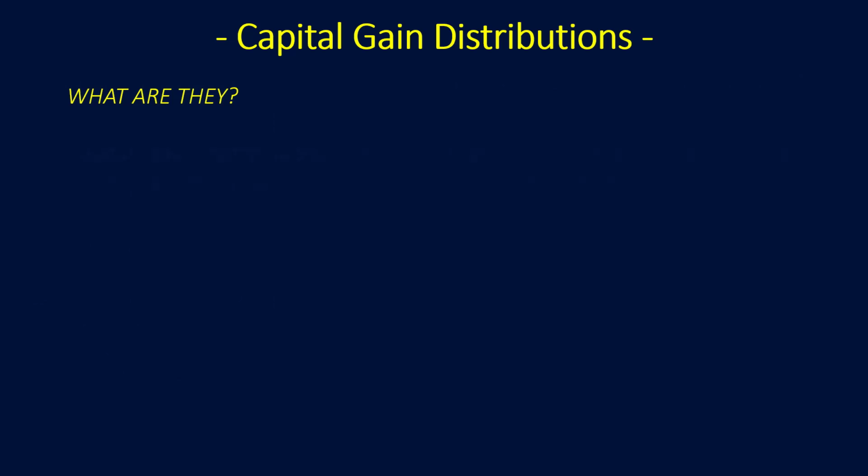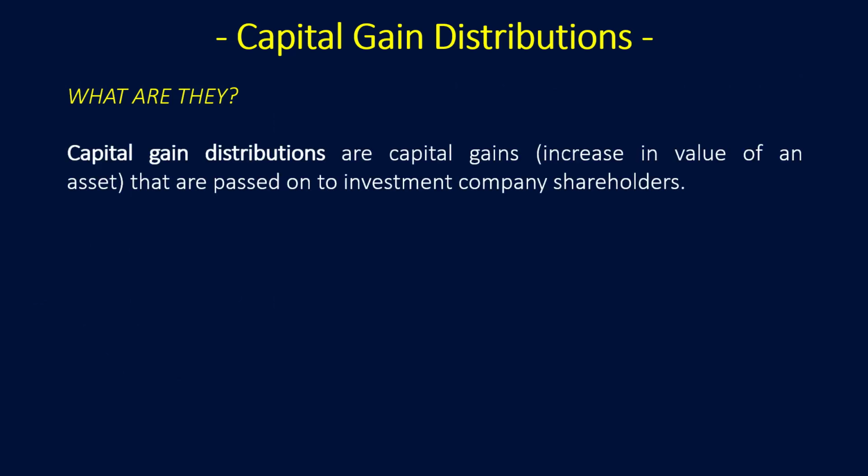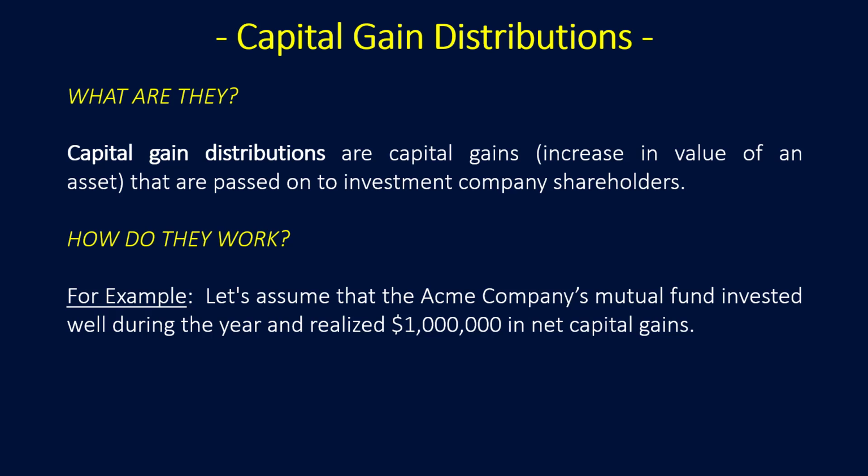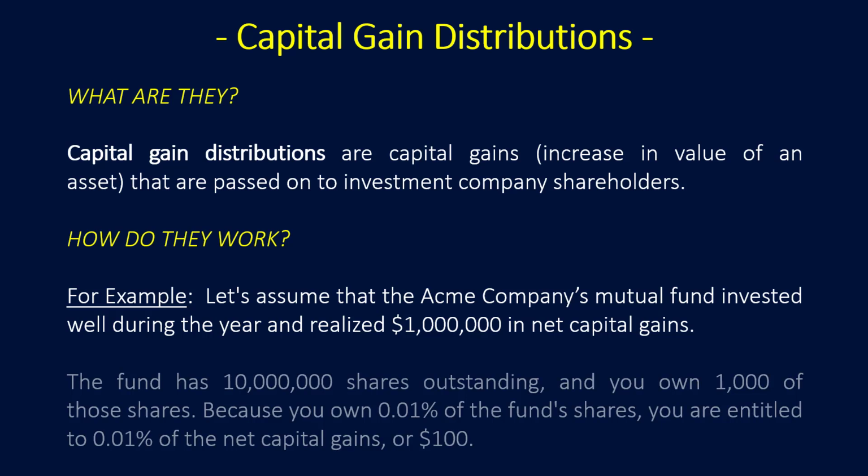So just what are capital gain distributions? Well, capital gain distributions are capital gains, increase in value of an asset, that are passed on to investment company shareholders. How do they work? Example, let's assume that the Acme Company's mutual fund invested well during the year and they realized $1 million in net capital gains. The fund has 10 million shares outstanding, and you own 1,000 of those shares. Because you own 0.01% of the fund's total shares, you're entitled to 0.01% of the net capital gains, or $100.